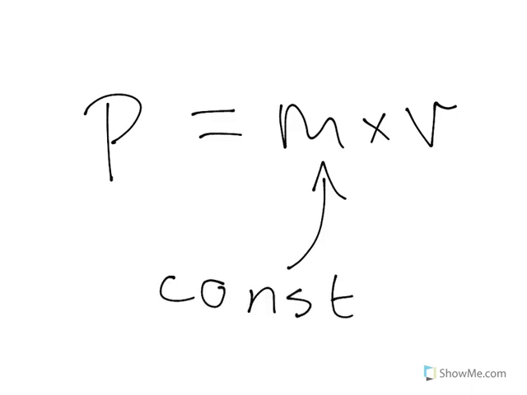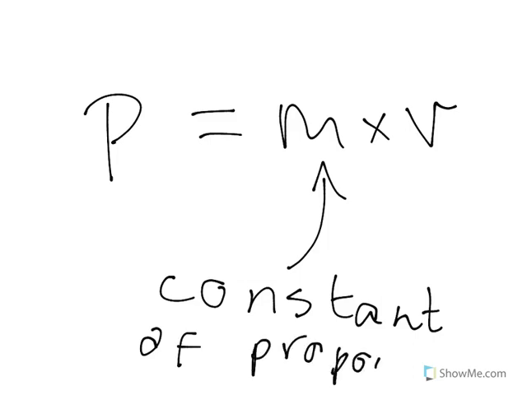So the constant of proportionality. The way we'd express the fact that momentum is proportional to velocity is with the following. We say that P is proportional, which is this alpha symbol here, to velocity.